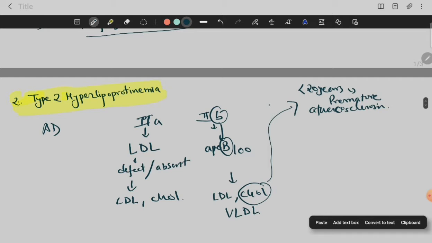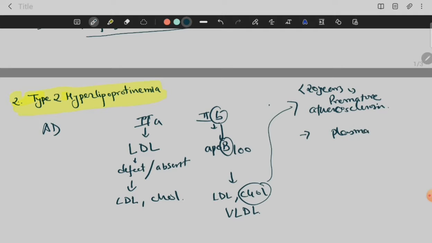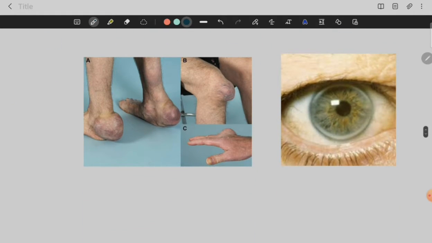Okay, this is premature atherosclerosis. And in type 1 you can see the plasma is milky. Here the plasma is clear because chylomicrons are not increased. And in every lipoproteinemia you will see xanthomas, and the type of xanthomas we can see here is tendon xanthomas. We'll first see the image. That is the tendon xanthoma. You can see here, the most common tendon to be involved is the tendon Achilles.